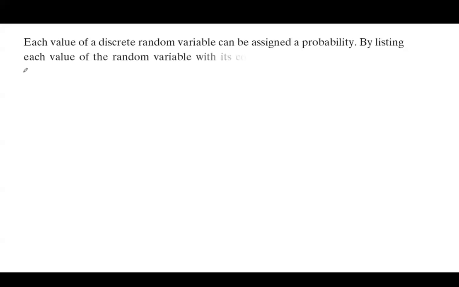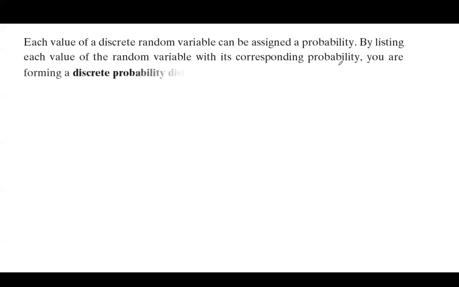So why is it important for us? Each value of a discrete random variable can be assigned a probability. What are we going to do? We're going to list each value of a random variable with its corresponding probability, which is basically the relative frequency that we used before. Then you're forming a discrete probability distribution.